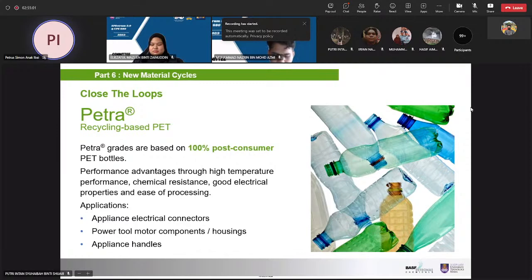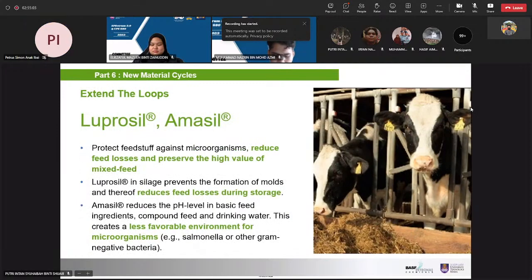Okay, next. So these are examples of the extended loops. This is one of two products: Luprosil and also Amasil. This is basically to protect the feedstuff against microorganisms. Technically, this reduces the feed losses and preserves the high value of the mixed feed.